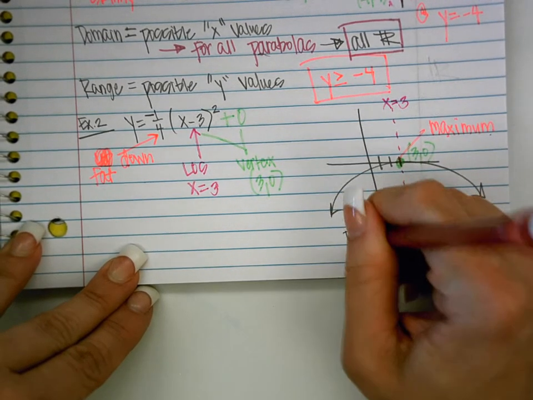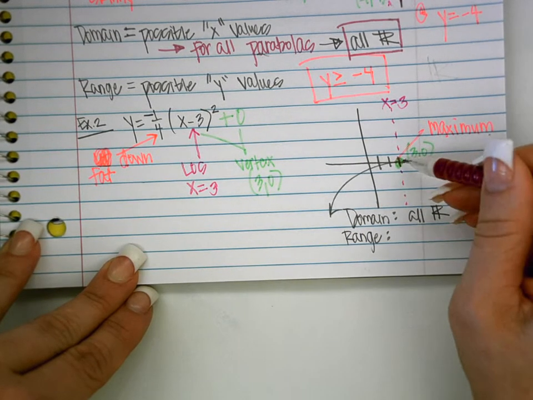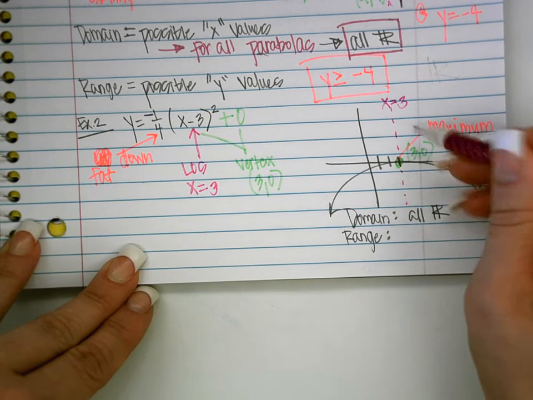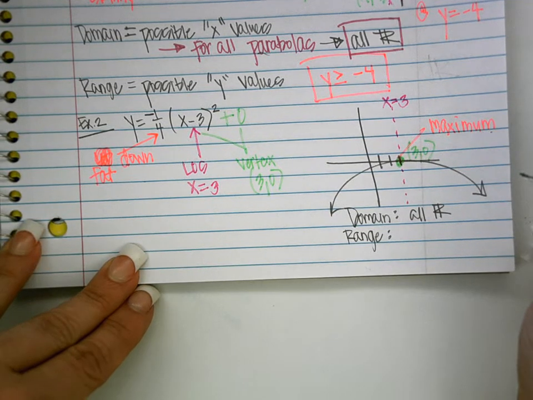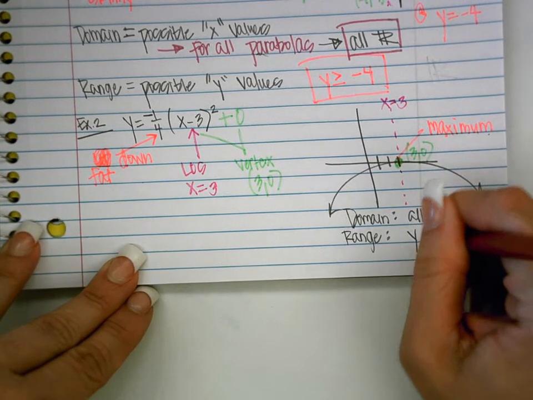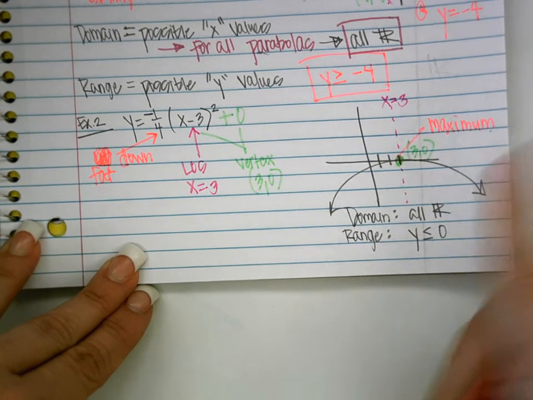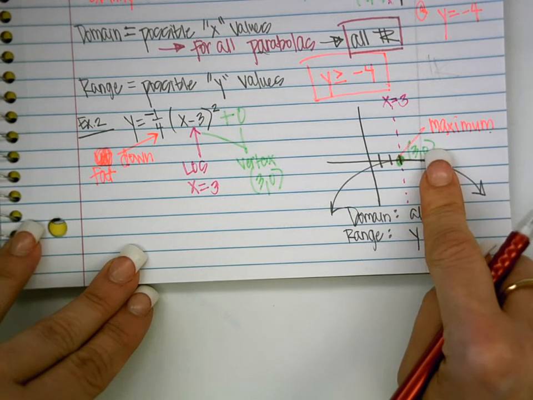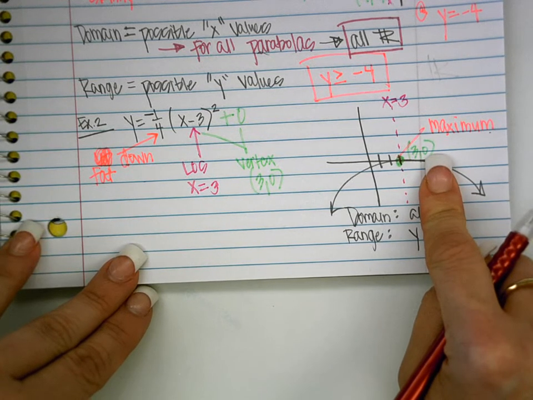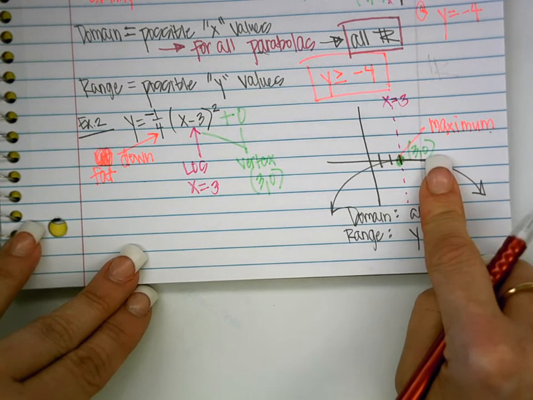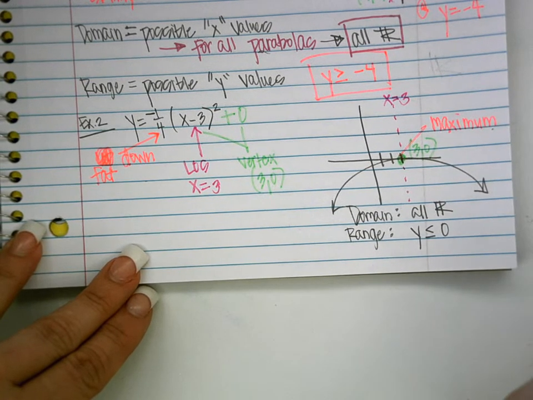And what is the range? Is it y greater than or equal to something or y less than or equal to something? Less than, y less than or equal to what? 0. Okay, the range always has to do with the y portion of the vertex. Same thing as maximum. Okay, we're talking about the y portion of the vertex. Those are all of your answers for that one.